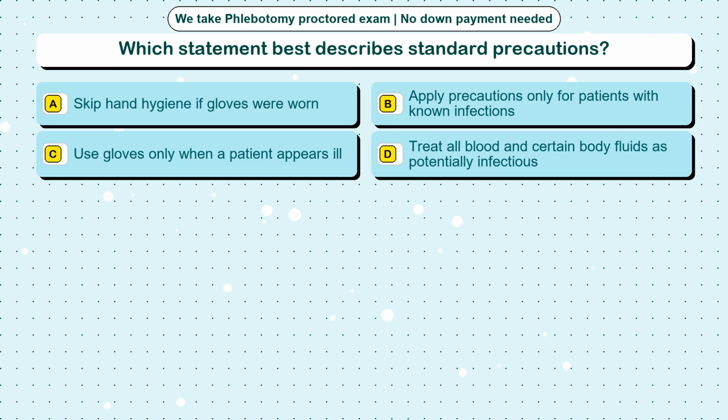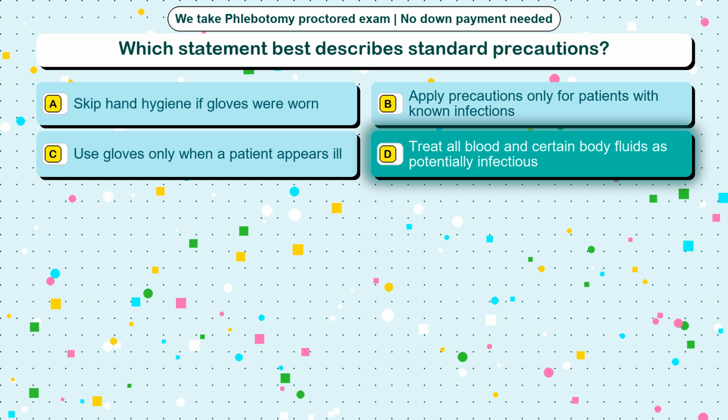Question 17. Which statement best describes standard precautions? Option A, skip hand hygiene if gloves were worn. Option B, apply precautions only for patients with known infections. Option C, use gloves only when a patient appears ill. Option D, treat all blood and certain body fluids as potentially infectious.